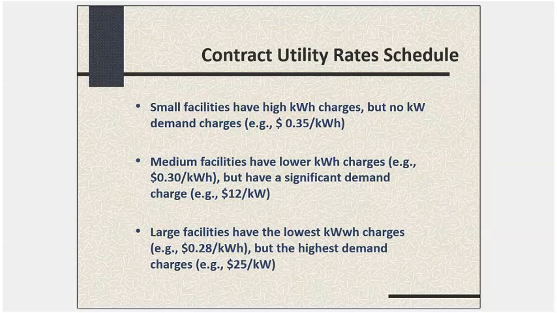So this is just an example. It's not meant to be accurate in terms of the specific numbers per kWh or per kW. It's merely to illustrate the point that between small facilities, you might have very high kWh charges, but maybe no demand charge. For a medium facility, you might have a lower kWh charge and a significant demand charge. But the really large facilities have really big kilowatt-hour charges, and I see there's a little typo stuck in there, but the highest demand charges. And so managing demand there can be very valuable. There might be nice opportunities there.